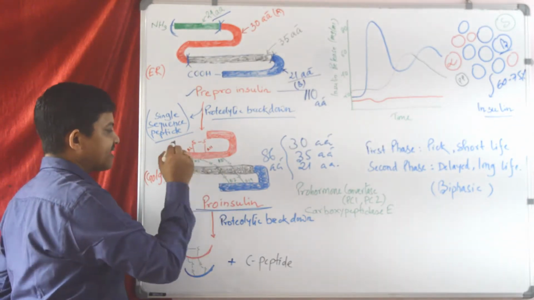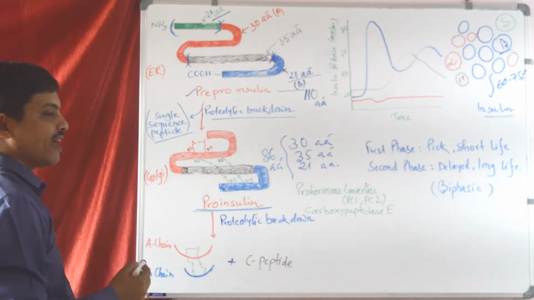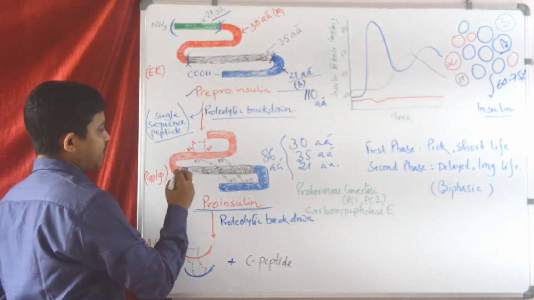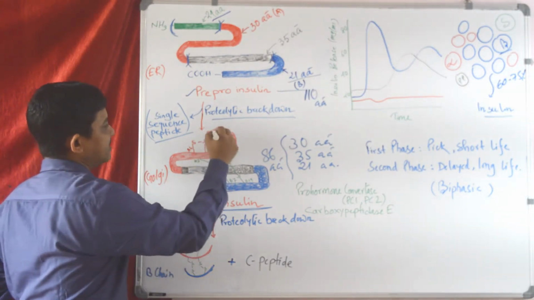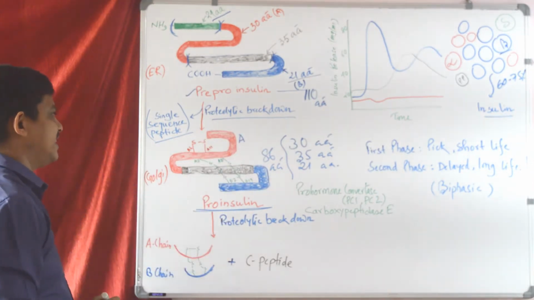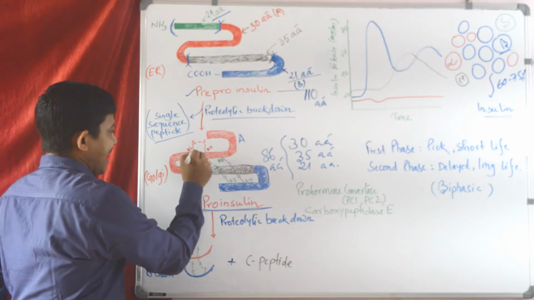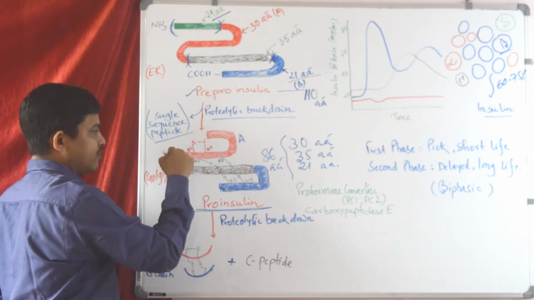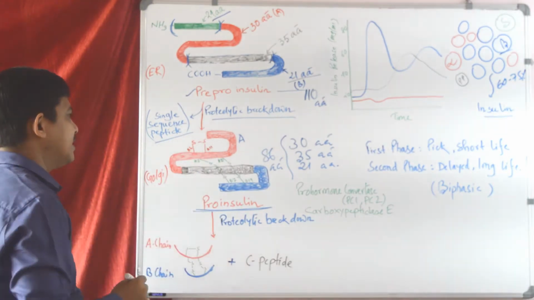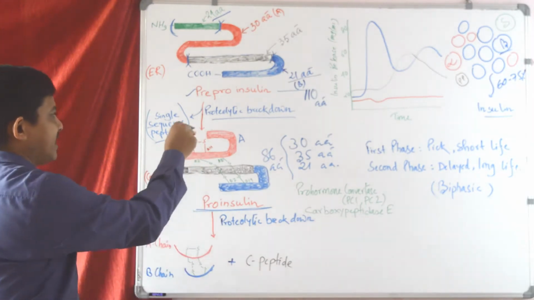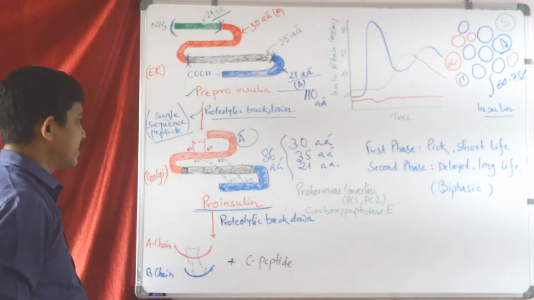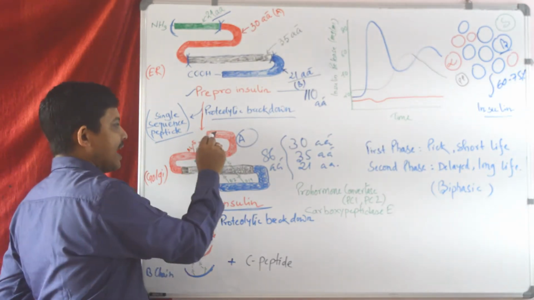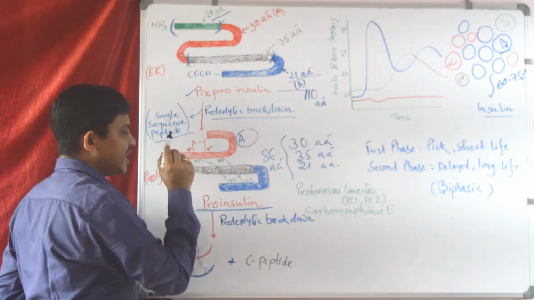And here we can also find the presence of disulfide bonds. Considering the A chain, between A6 and A11, the amino acids at positions A6 and A11, there is a disulfide bond, that is inside the A chain only. Another 2 disulfide bonds are present which attach the A chain and B chain of the insulin.